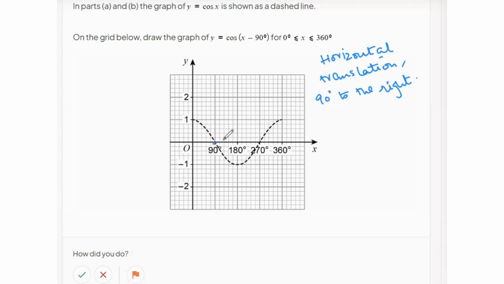So this 90 degrees becomes 180. This 0 becomes 90, and your 180 becomes 270. So this will be over here, and 270 becomes 360. So if you notice, your graph is going to be shaped like this. This is y equals cos of (x minus 90). As you can see, there's a horizontal translation of 90 degrees to the right-hand side.